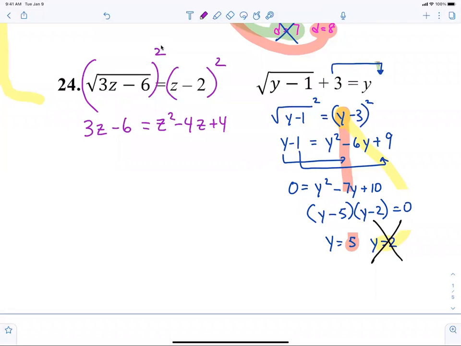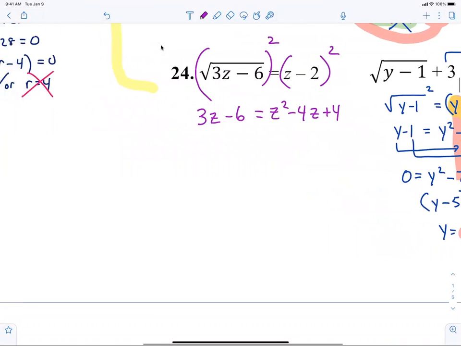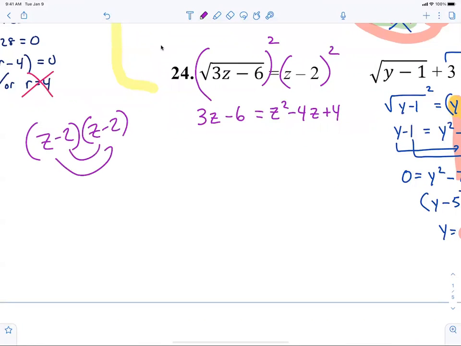Okay, look at that real quick. That's the first step. See if you're good with the first step. Anybody have any problems with the first step? I tried to do it mentally. I fixed it. 4z. Yeah, because remember, it's z minus 2 times z minus 2. Minus 2 is minus 4, right?